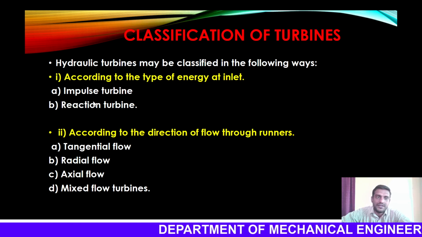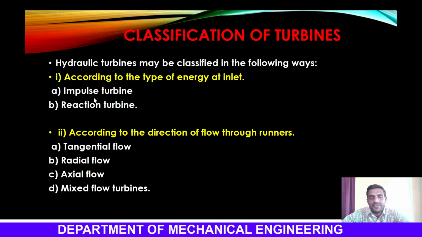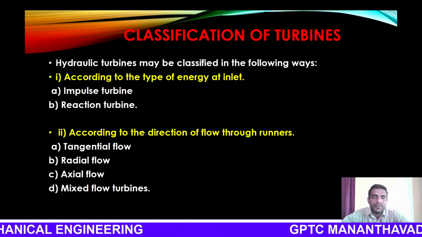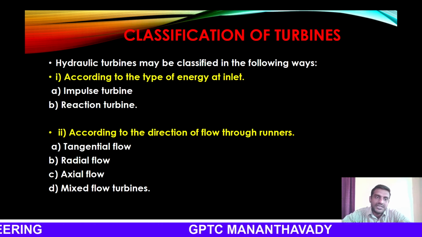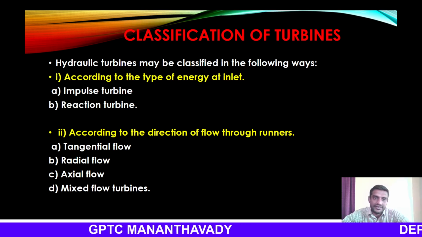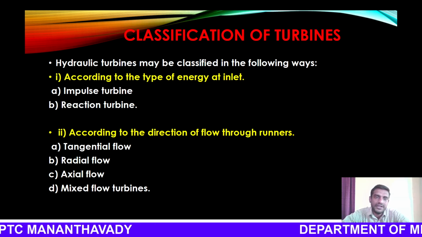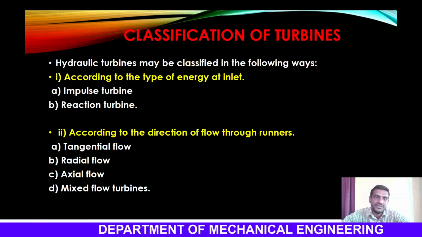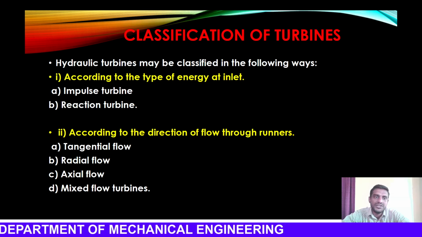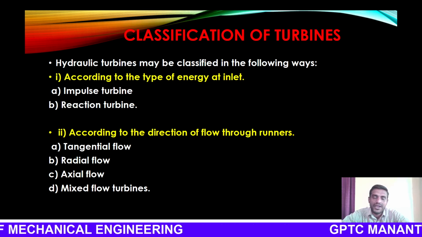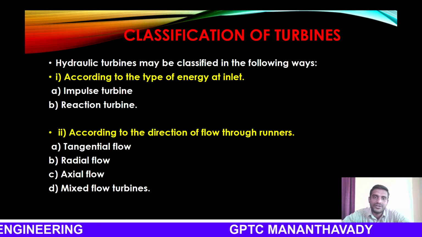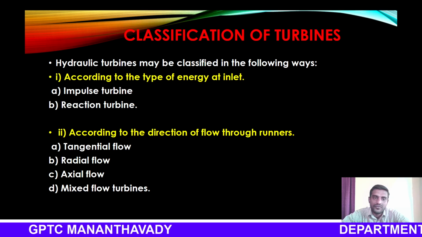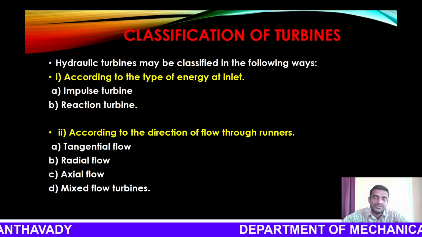If the energy available at the inlet of the turbine is only kinetic energy, then it is known as the impulse turbine. If the kinetic energy plus the pressure energy is available at the inlet of the turbine, then it is known as the reaction turbine. We are mainly dealing with the impulse turbines and reaction turbines, and in this module, we are dealing with the impulse turbine in detail. So the energy available at the inlet of the turbine is kinetic energy only in the case of impulse turbines.